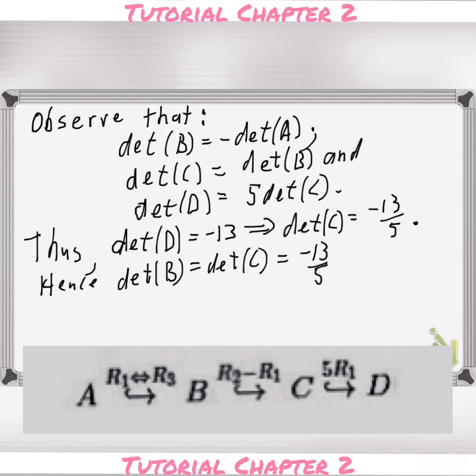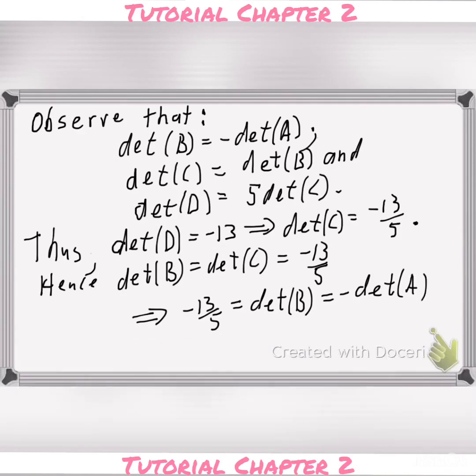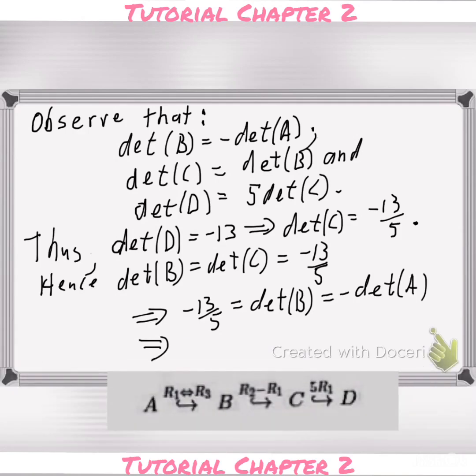Okay, so now you have an expression for the determinant of B. So therefore, we have that minus 13 over 5 is equal to the determinant of B, which is equal to negative the determinant of A, which implies that the determinant of A is going to be 13 over 5. All right.